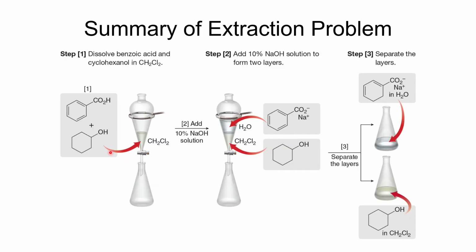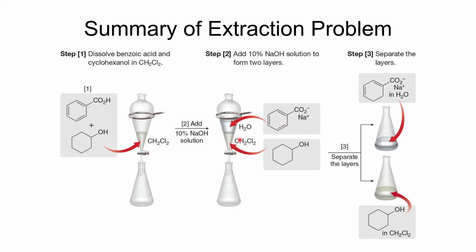All right, so here's the summary. We've got both things dissolved in dichloromethane. And then we add, we'll just pick 10%, not 10 molar, 10% sodium hydroxide solution, which is a pretty strong solution. We'll find that when we shake this up, that will deprotonate the benzoic acid and cause that benzoic acid to go into the aqueous layer.